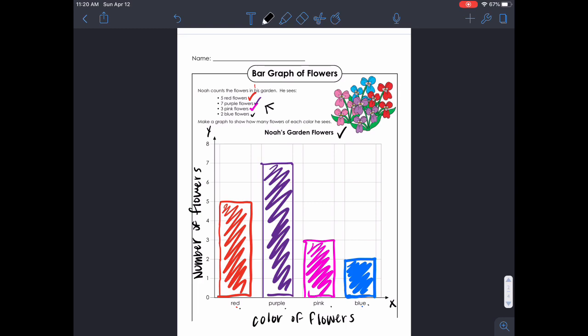So just by looking at this graph, I can tell, hey, he has a lot of purple flowers in his yard. Look at how high this column goes compared to the others. And he has the least amount of blue because it's the shortest column.